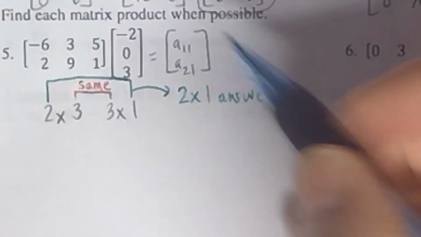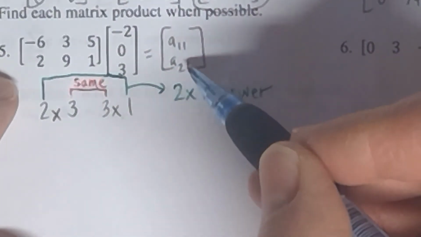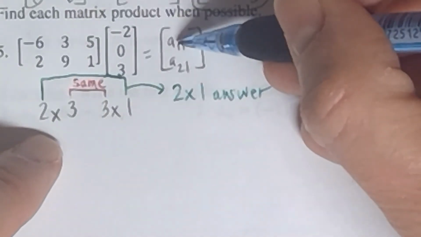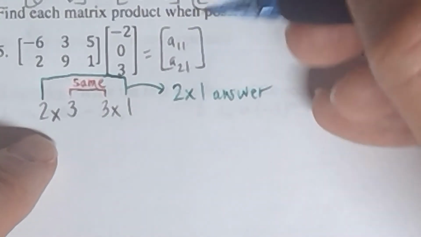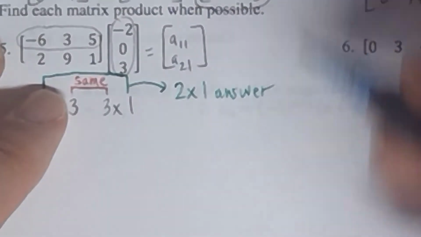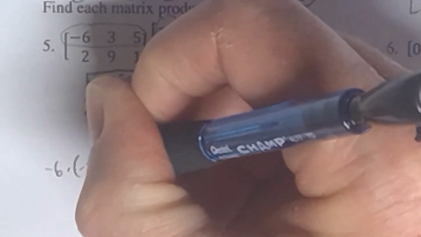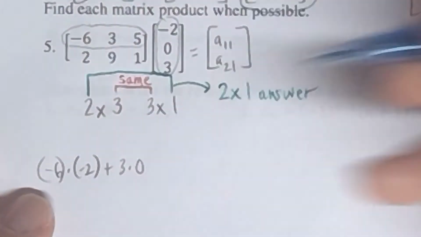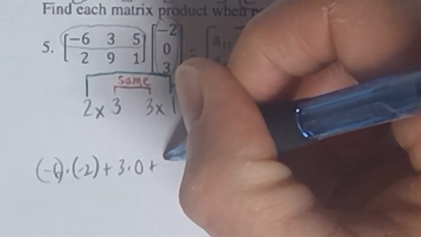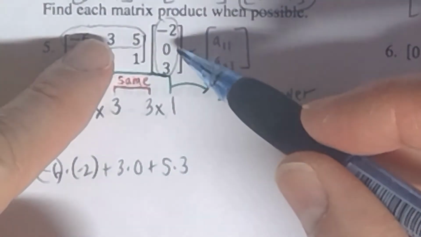And so we now know, because of these names right here, A11 and A21, this tells me to take the first row from the first matrix and the first column from the second matrix and multiply those together. What do we get? -6 times -2. I just put brackets around them because they're negative. And 3 times 0, and then 5 times 3. First times first, second times second, third times third.